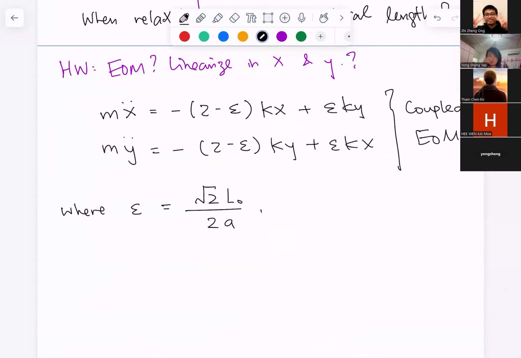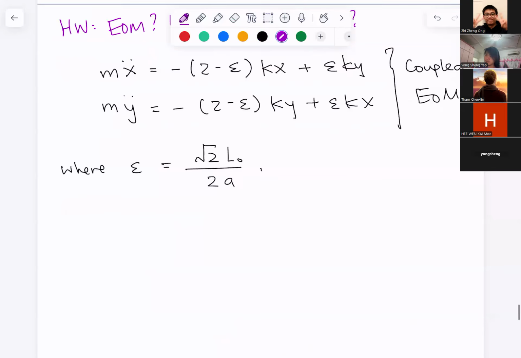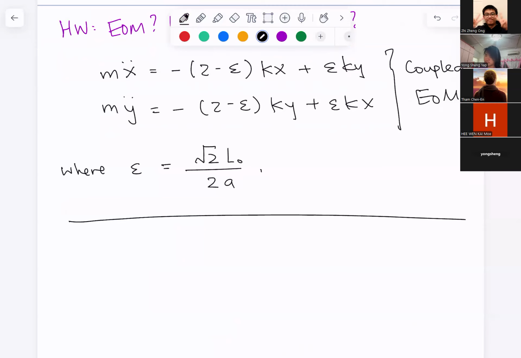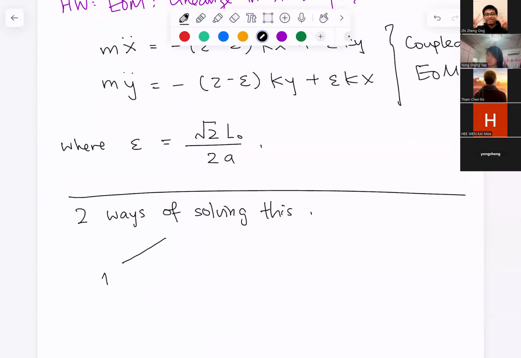So the question is, how do we solve these equations of motion? There are many ways of solving this, but I'm going to give you two. The first one is by guessing, using my physical insight. And the second way is by brainless math.